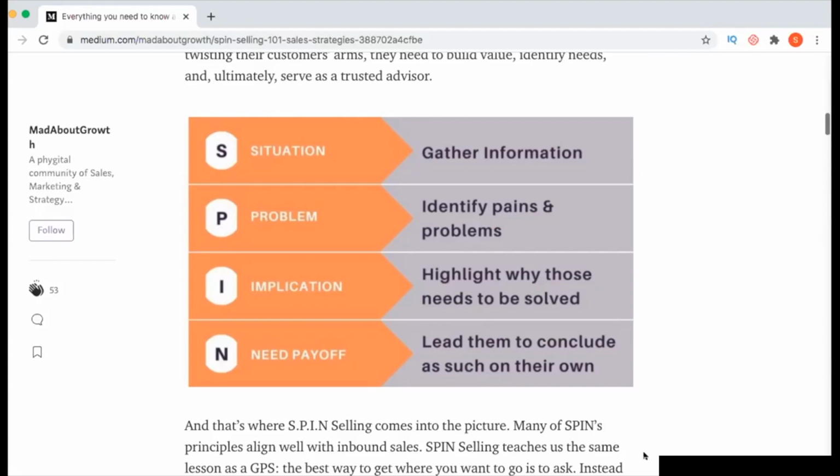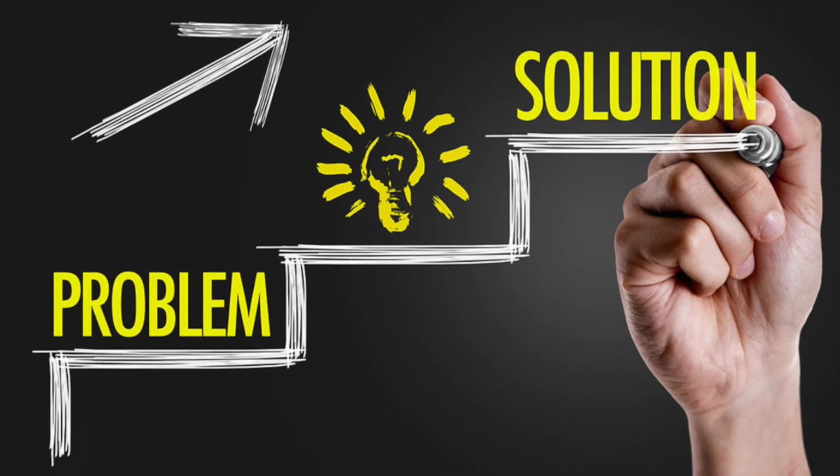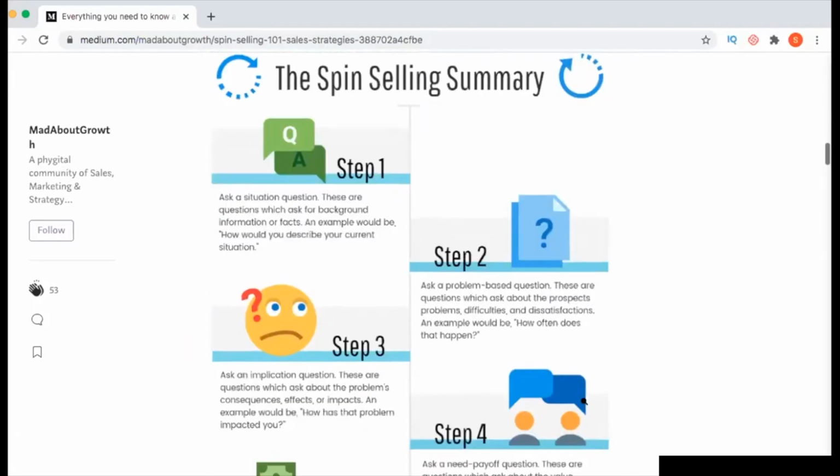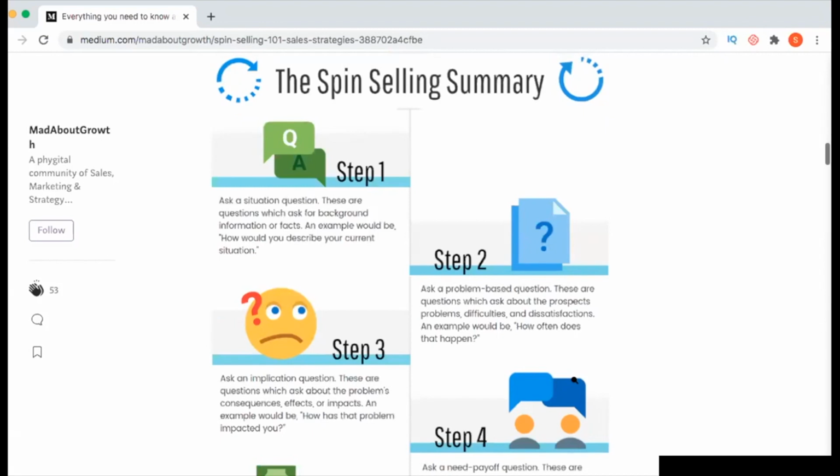So basically, those needs need to be solved because the pain exists, so obviously there needs to be a solution for it. So that's another way of going one step further. And lastly would be to see what the need payoff was, so basically leading them to the final solution on that point.